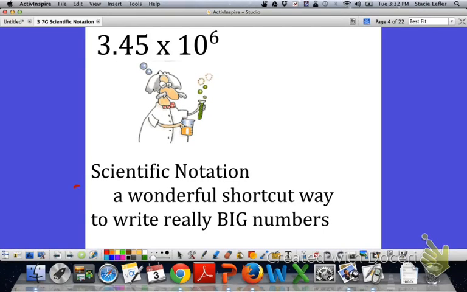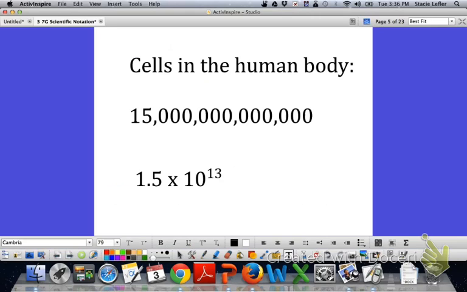Scientific notation is a great shortcut way to write really big numbers. For example, if an estimate of the average amount of cells in the human body is 15 trillion, we could write that in a shortcut way instead of having to write this long number out every time.